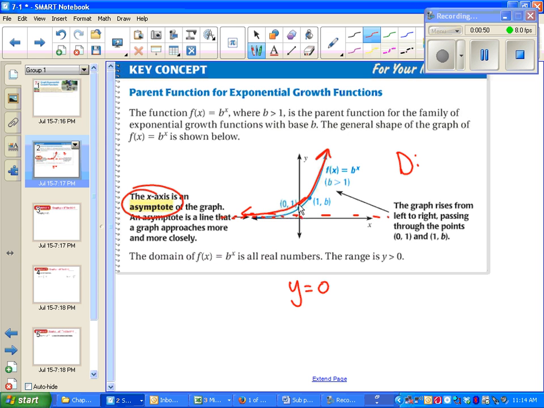Domain of every single exponential function is all real numbers. The range can vary, but on the parent functions, we see that we're looking at values of y bigger than 0. And since we don't ever actually touch 0, we don't say greater than or equal to, we just say greater than.